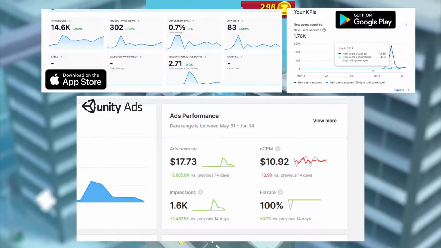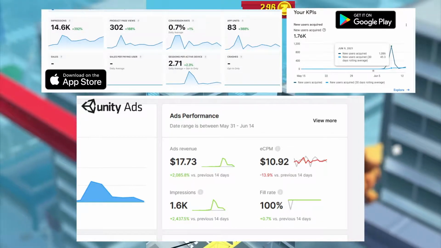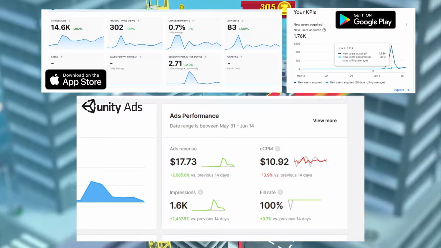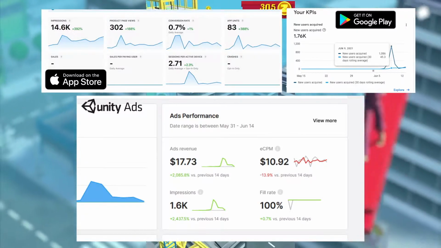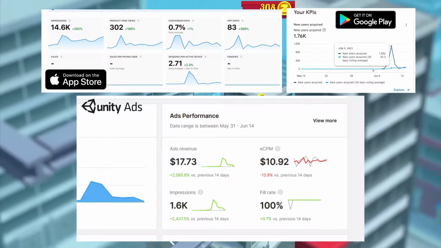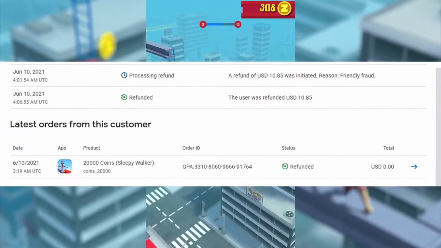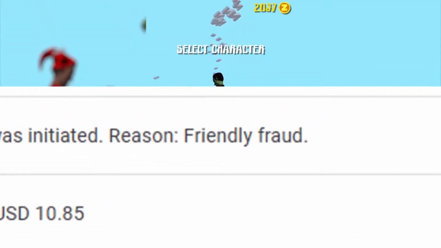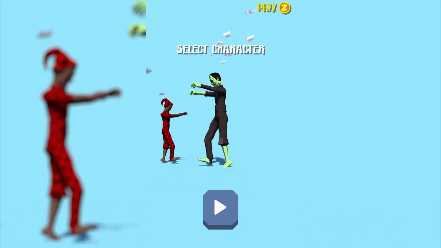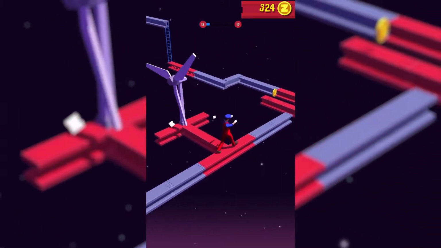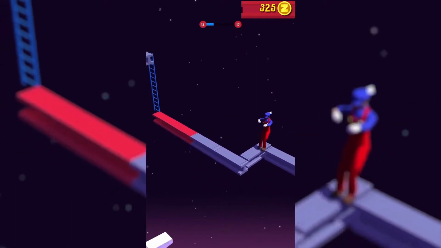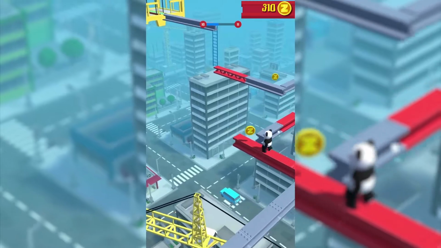The game's only generating revenue from ads. Well, there was one in-app purchase, which I have on record for Sleepy Walker on Google Play, but unfortunately that person decided to refund the purchase and gave me a reason as friendly fraud. So that is excellent. Also, as you're going to see later, considering how much money I spent on advertising, which isn't much, but it's a lot for us as an indie, it is not great.